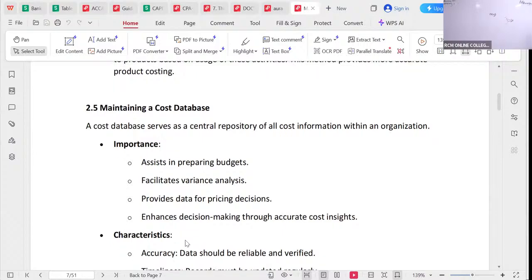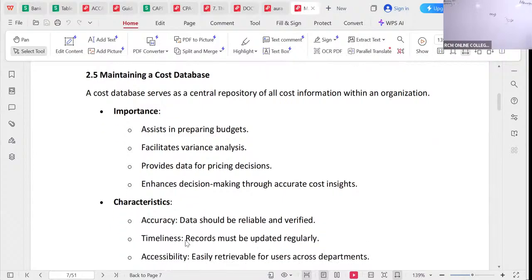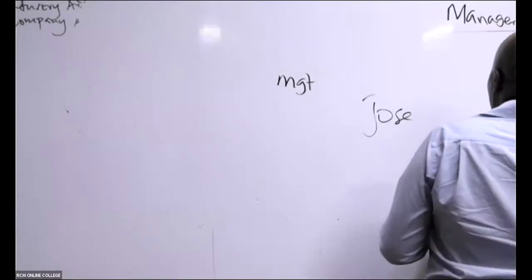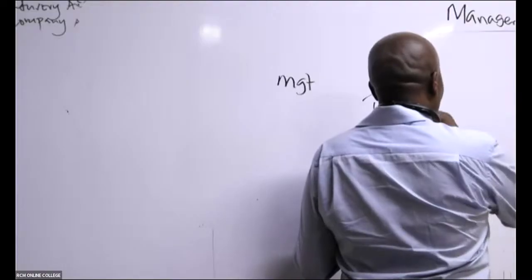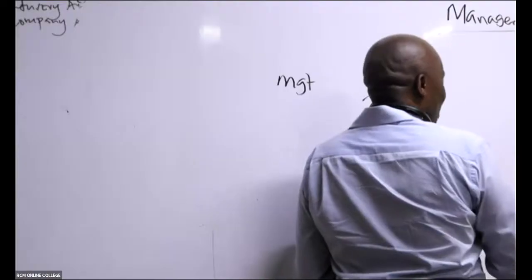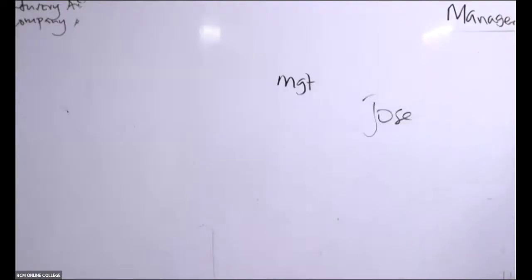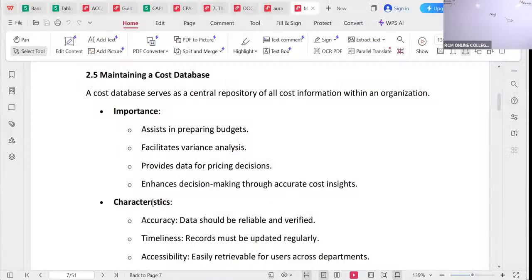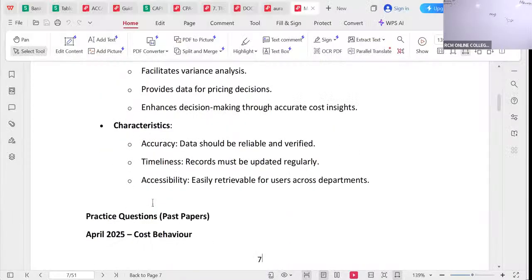Characteristics of a good cost database. It shall be accurate. It shall be able to give us information on time, so that when you query it using what we call MySQL, it should be able to return this on a timely basis. Otherwise, it will not be friendly to us in terms of making decisions. Accessibility: it should be easily retrievable for users across departments.